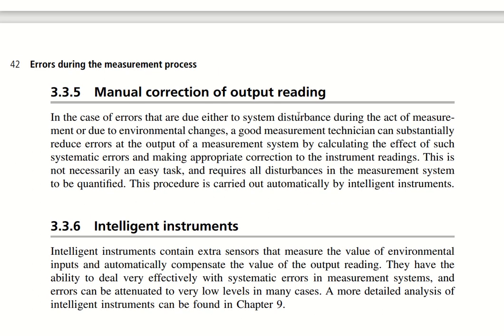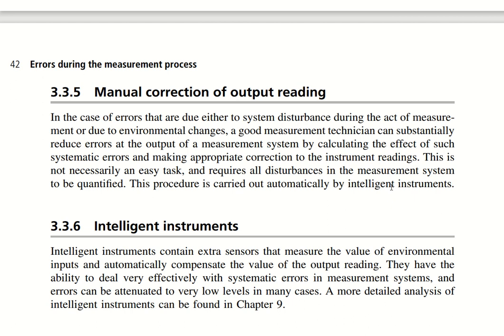Then there are manual corrections of the output reading. In case of errors that are due either to system disturbance during the act of measurement or due to environmental changes, a good measurement technique can substantially reduce errors at the output of the measurement system by calculating the effect of such systematic errors and making appropriate corrections to the instrument readings. And this is not necessarily an easy task, and it requires all disturbances of the measurement system to be quantified. This process is carried out automatically by intelligent instruments, but you can do it manually as well.